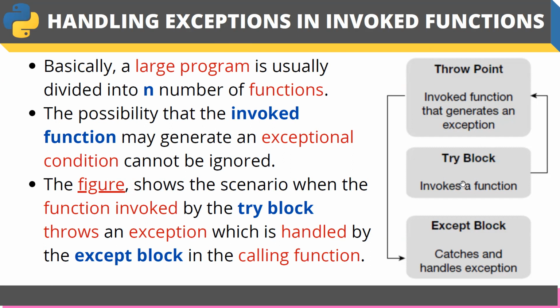Now see here, the try block invokes a function, and the invoked function generates an exception at the throw point. Then it goes to the except block, which catches the exception and handles it. Basically, a large program is usually divided into a number of functions. The possibility that the invoked functions may generate an exceptional condition cannot be ignored. The figure shows the scenario when the function invoked by the try block throws an exception, and this exception is handled by the except block in the calling function.